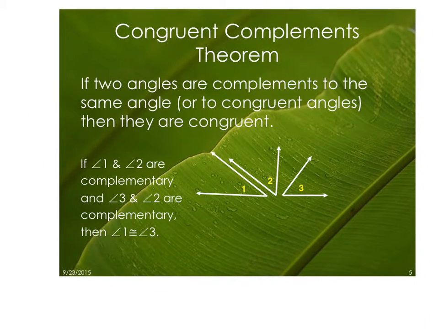So again, here we have the congruent complements theorem. It's the same as the supplements, except they're going to add to 90 degrees because they're complementary. So here it says if two angles are complements to the same angle or to congruent angles, then they are congruent. So it's first telling us that angles 1 and 2 are complementary, and so are 3 and 2. So then we can prove that angle 1 is congruent to angle 3. And the steps for the proof would be the same. Okay, we're not going to go through the proof.